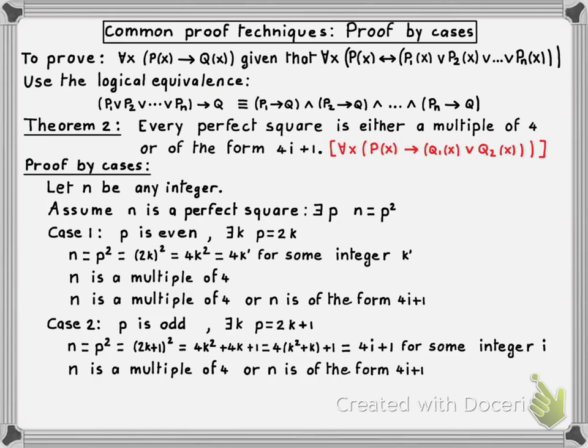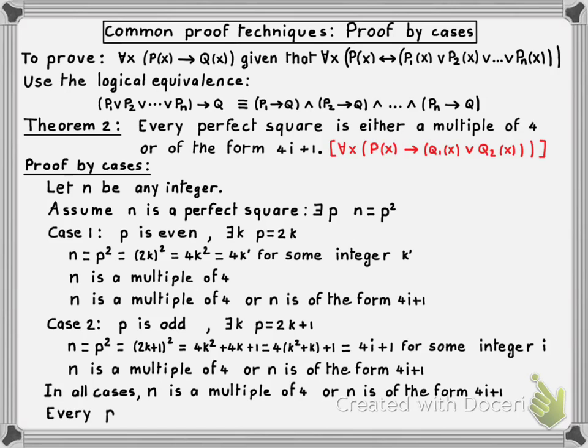So don't forget to properly terminate the proof. Now that we have proved the result in both cases, we must state so. So in all cases, n is a multiple of 4, or n is of the form 4i plus 1. And finally, let's use universal generalization to generalize over the set of all integers to conclude that for every integer, if the integer is a perfect square, then it is either blah, blah, blah. I cut it short here, but you know the conclusion of the theorem.